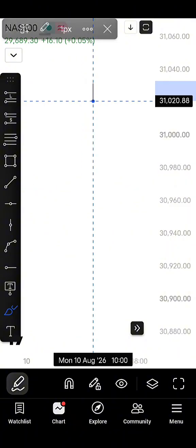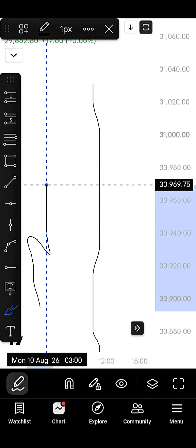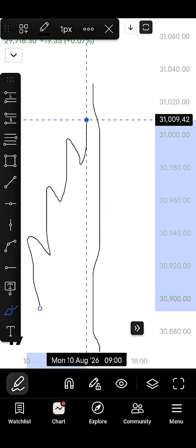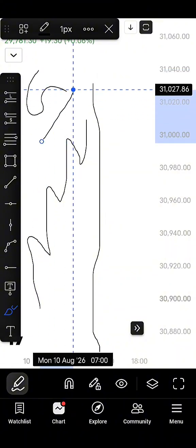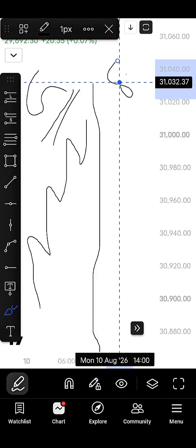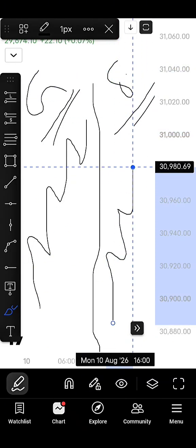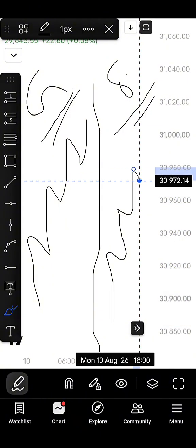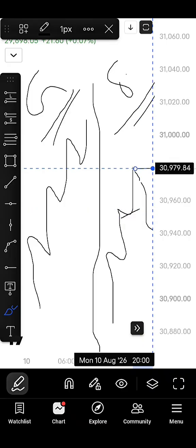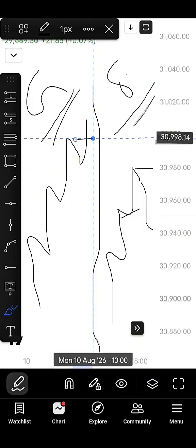For example, this is gold: higher high, higher low, higher high, higher low, higher high, higher low, and a higher high. So here you can see the gold chart, where the market is creating higher highs and higher lows. And this is our silver chart, where the market is also creating higher highs and higher lows. But here the market didn't create a higher high again, it took the low instead of taking the high. So gold took the high and silver took the low.